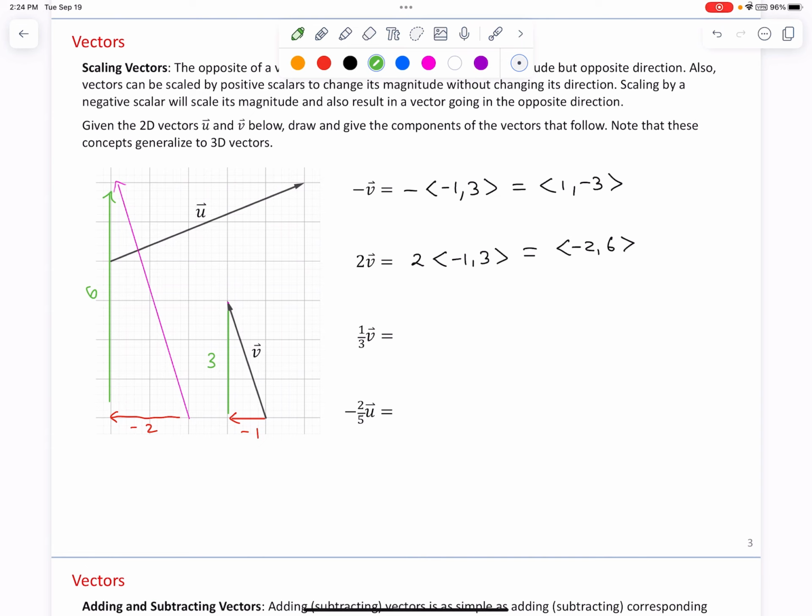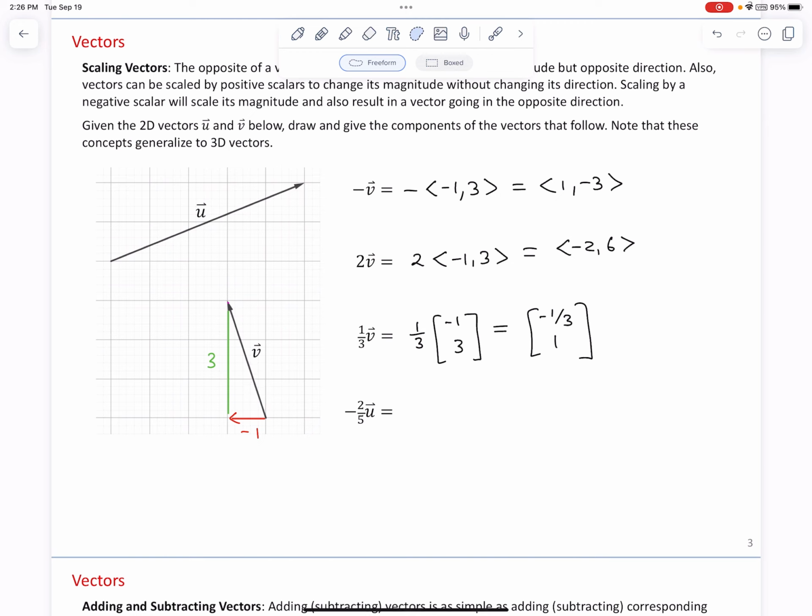Now 1/3 of v will be a vector that goes in the same direction as v, but has 1/3 of its magnitude. Finding its components is done by finding 1/3 of the components of the vector v. This time I'll write vector v in column matrix form, giving me -1/3 as the first component and +1 as the second component. So we would only go left 1/3 and then up only 1, and it would produce this vector.